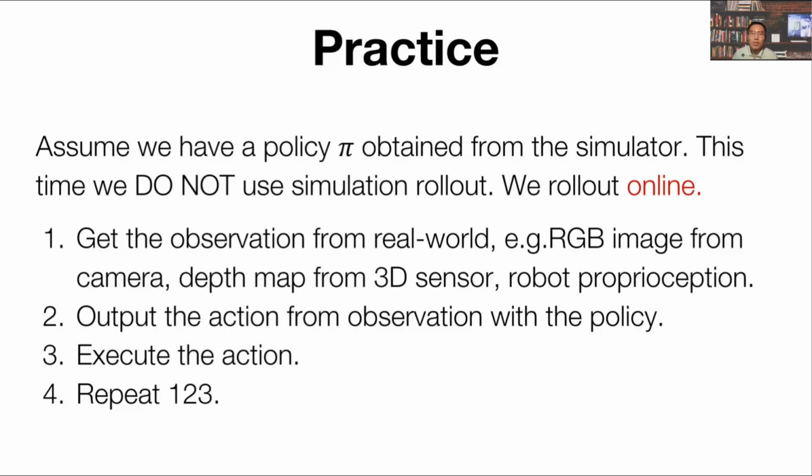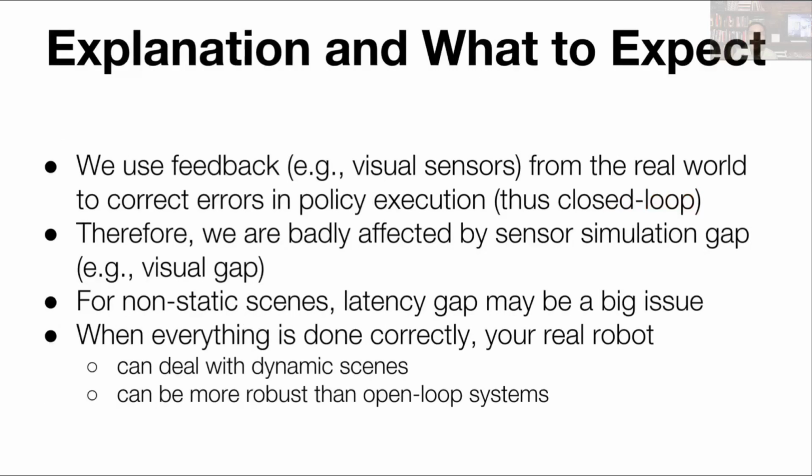First, we get the observation from the real world, like RGB images from the camera, depth map from 3D sensors, and robot proprioception. Second, we feed them into the policy network and get the action. Third, we execute the action on the real robot. Repeat these 3 steps until the task is finished or we reach the max step number. The difference between this step and step 2 is that we use feedback from the real world to correct errors in policy execution, so we call it closed loop.